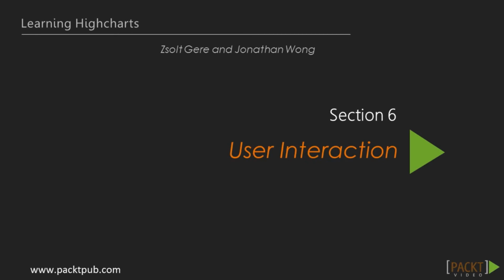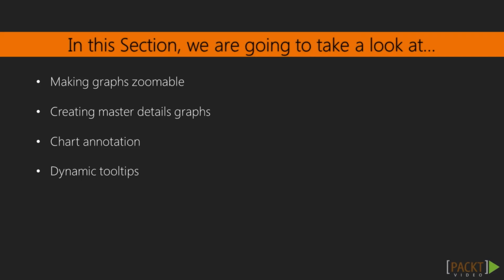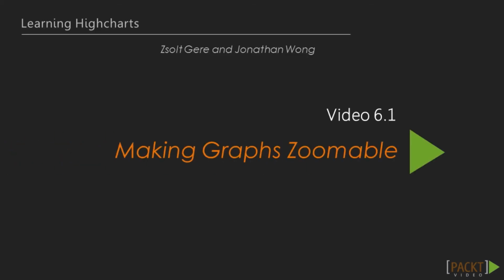Hello and welcome to Section 6, User Interaction. In the previous section, we learned that Highcharts can read different data formats and fetch data from different sources. In this section, we will learn how to handle input from the user, specifically, how to handle different events that are fired within a chart. We'll learn about zoomable charts, master detail charts, chart annotation, and dynamic tooltips. Now we move on to the first video of this section that teaches us how a chart can become zoomable.